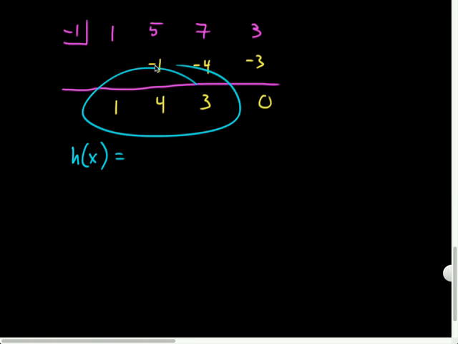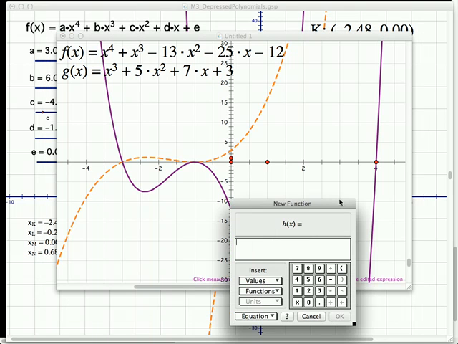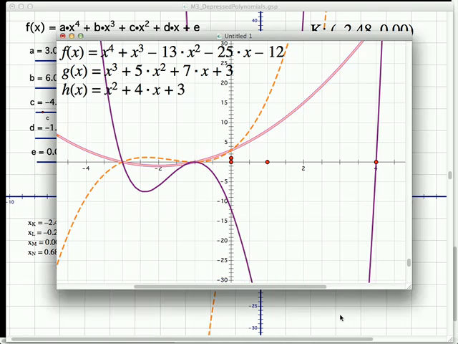So based off of this, what would h of x be? 1x squared plus 4x plus 3. I agree. And let's graph this just for funsies. Graph 1x squared plus 4x plus 3. Now, this is going to be a parabola. What do you think its x-intercepts are going to be? -3 and -1. Let's graph this.